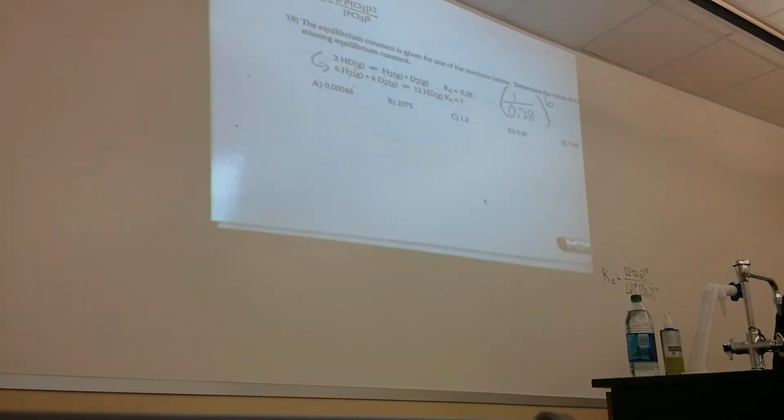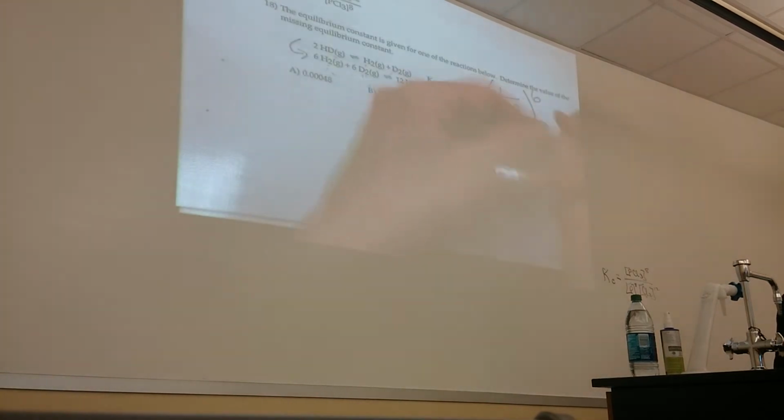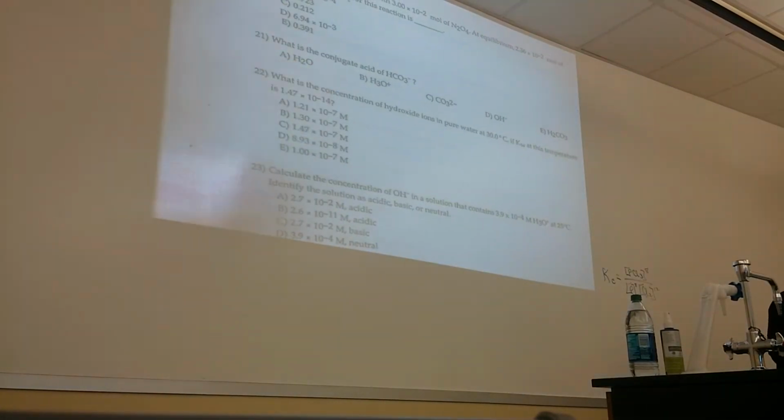When did we get to this? Because we multiplied. To go from here to here, we must have multiplied by 6. See, the hydrogen became 6, the deuterium became 6, this became 12. Okay, onward. What was the answer? Anybody catch that? B. B is in board. Bravo.